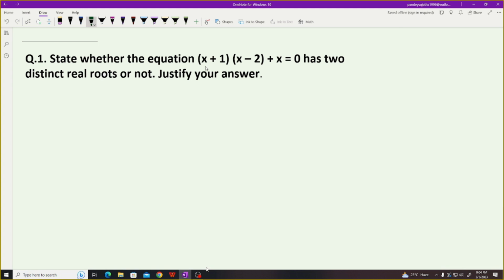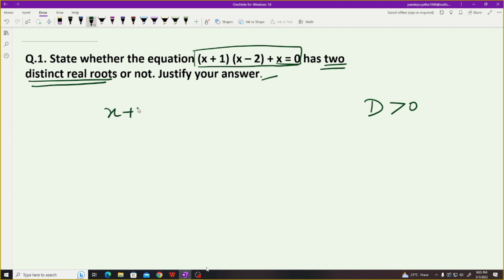State whether the equation (x + 1)(x - 2) + x = 0 has two distinct real roots or not. Justify your answer. This question is based on nature of roots. So to find the nature of roots, we find the discriminant. If the discriminant is greater than 0, then we say that the equation has two distinct real roots. Otherwise, not. Write this equation in the standard form.